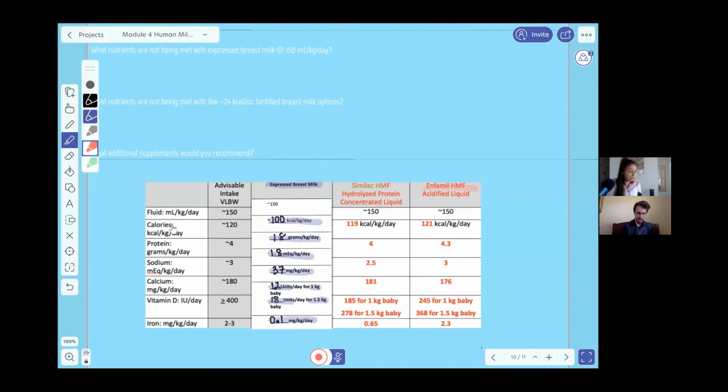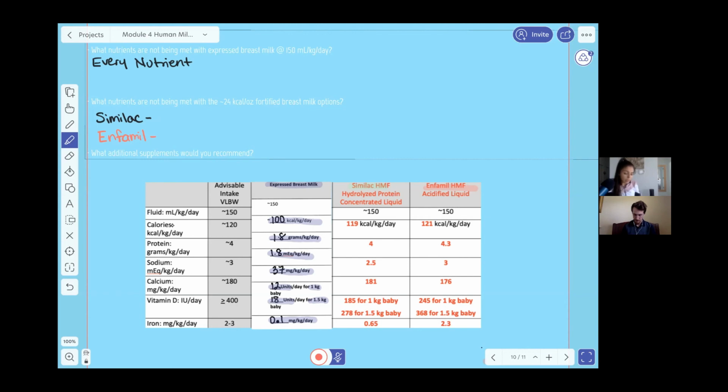So let's compare. Our Similac, we have our advisable intake again is about 120 calories. And with the Similac, we have 119 calories per kilogram per day. That's pretty on point, right? I think we're okay. Are we on that same consensus? That works. And then same with Enfamil, it's at 121 kcal. So it's just above, but not crazy. I think in the calories, we're good to go.